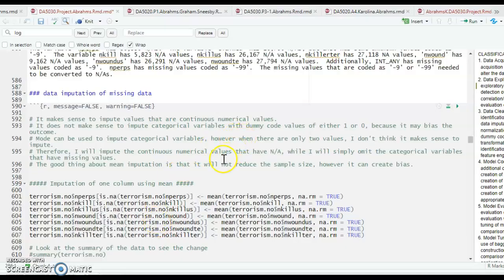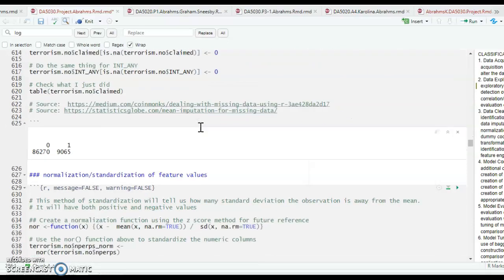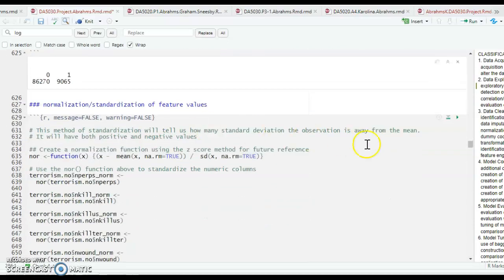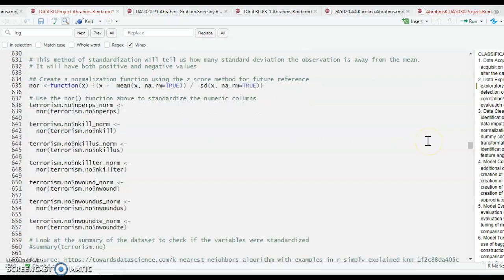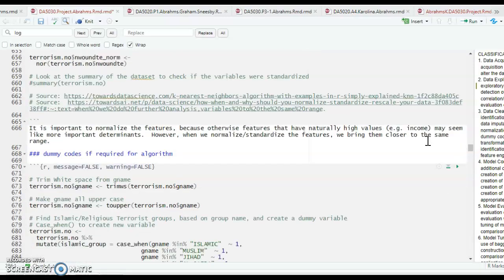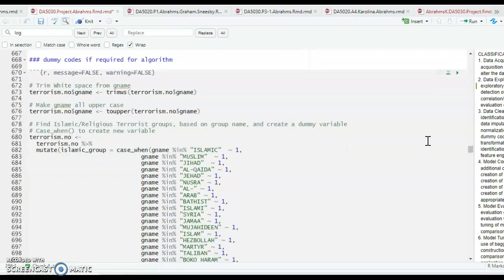After I found the outliers and removed them, I imputed missing data with means. And then I normalized and standardized the feature values. Here's the code. I used the function, which is the z-score method for normalization. I also did dummy codes for the categorical variables.